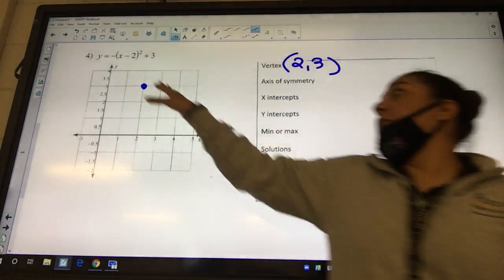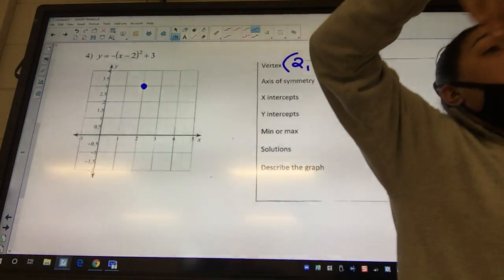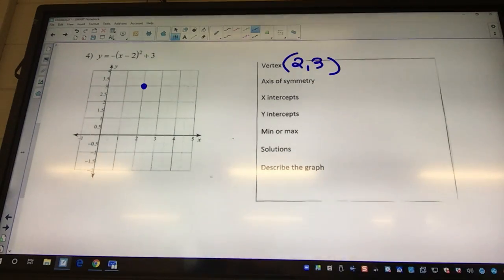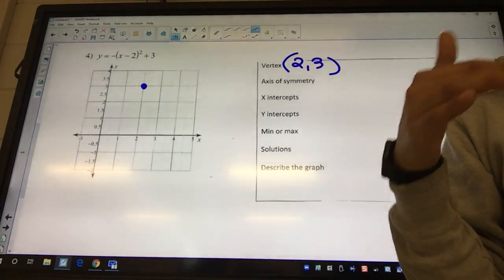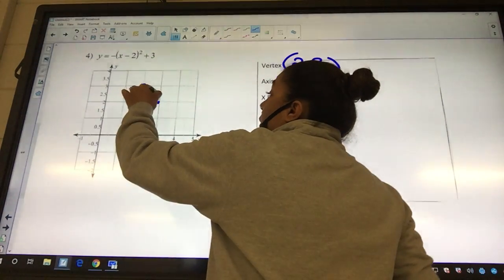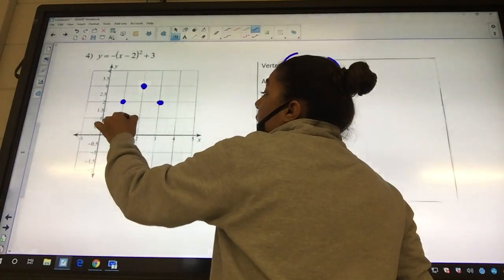Okay, what does this negative do? Good thinking, Trey. It makes it open downward. And then is there a slope? Yes, -1. It's just a negative, so it's the same, but it's going to have a negative. So you're going to go down 1 over 1, down 1 over 1, down 4, 1, 2, 3.